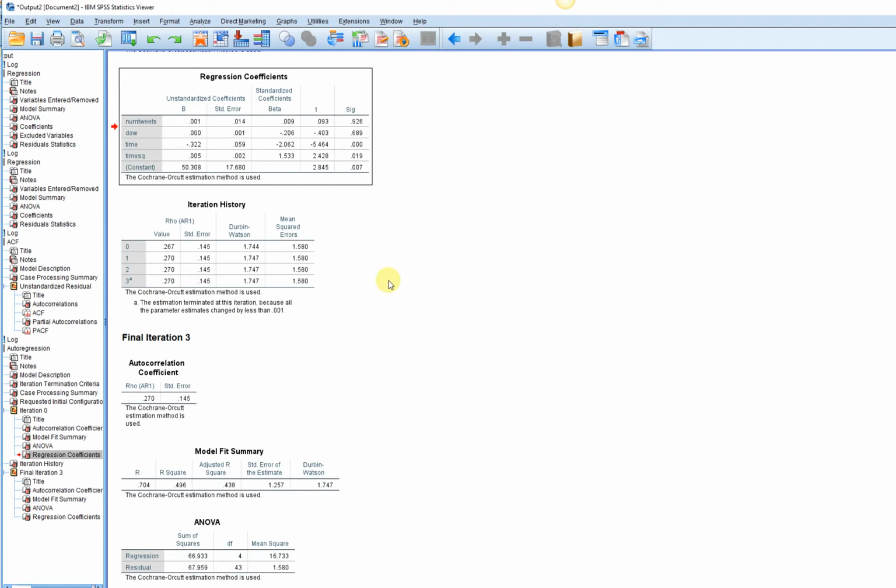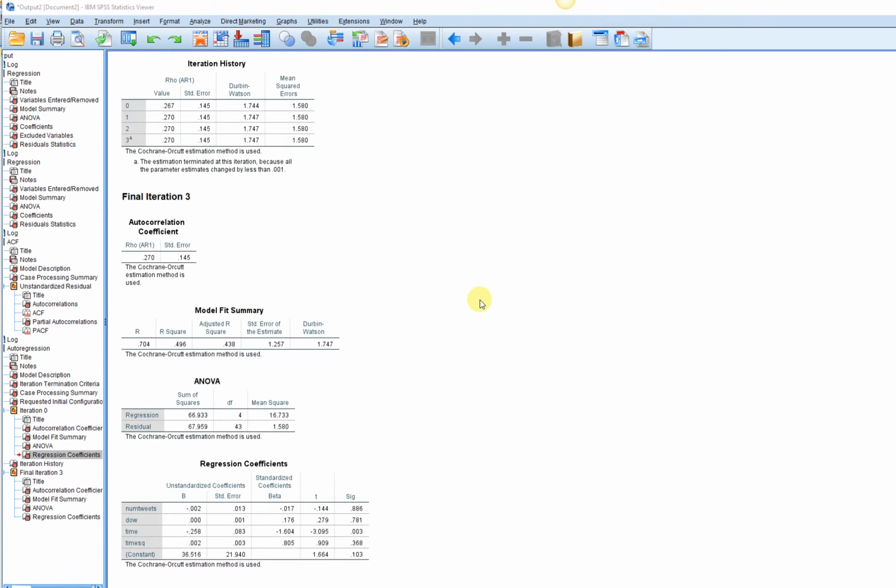So here it basically iterated through about 3 times, and so then you've got your final iteration right here. The estimated autocorrelation for the AR1 process was 0.27. The model fit summary, you see the R-square right here is 0.496, and then the Durbin Watson is 1.747. And essentially, when you look at the table, it now looks like it would not be significant. So there's not significant positive autocorrelation, which is pretty much what you would expect.